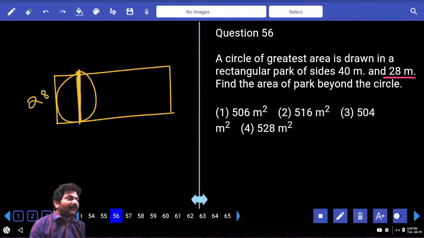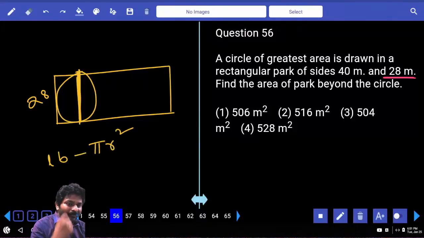28. So our answer is area of the rectangle minus area of the circle. Yes or no? What is breadth of the rectangle? 28. And the same is equal to diameter of the circle. Then what is radius?